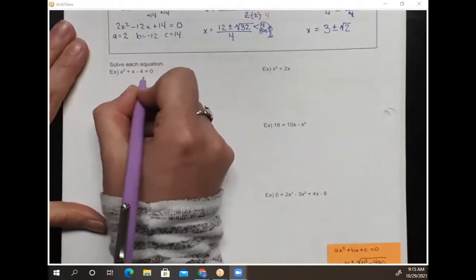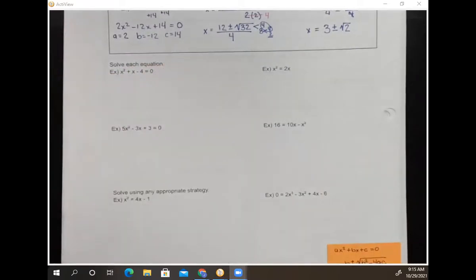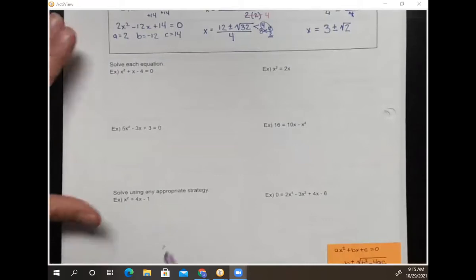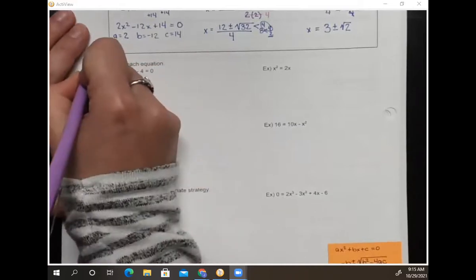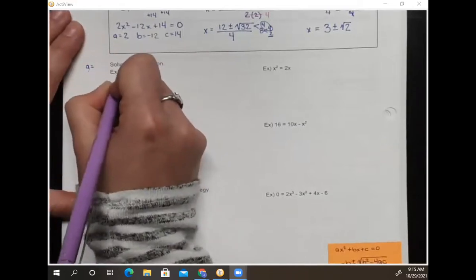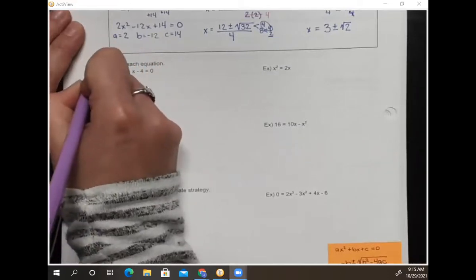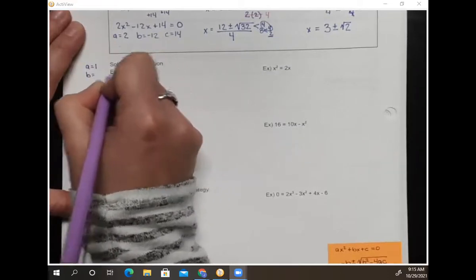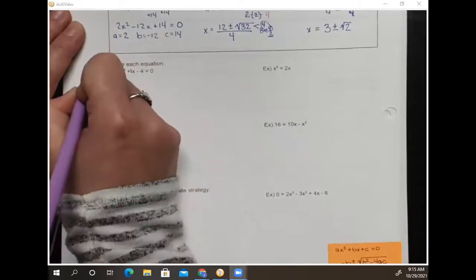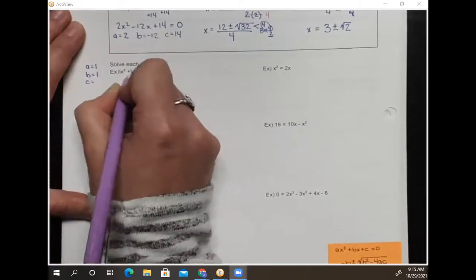I already have standard form here, which is nice. Everything is on the same side equal to 0. I don't have to move anything around. We can go straight to identifying our A, B, and C. So my A value here, since I don't see anything in front of x squared, that means that it's 1. Same for my B value. I don't see anything in front of x. That means that it's 1. And my C value is negative 4.